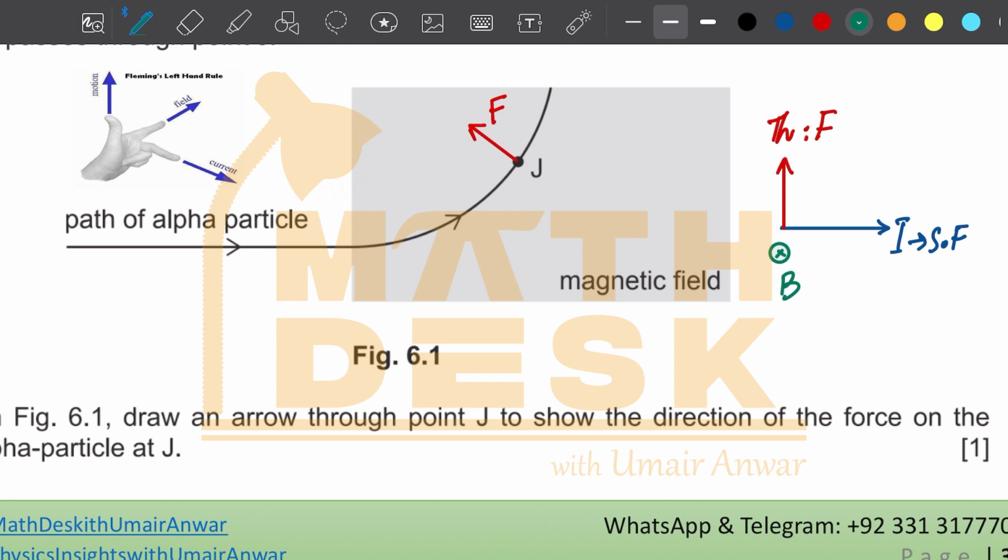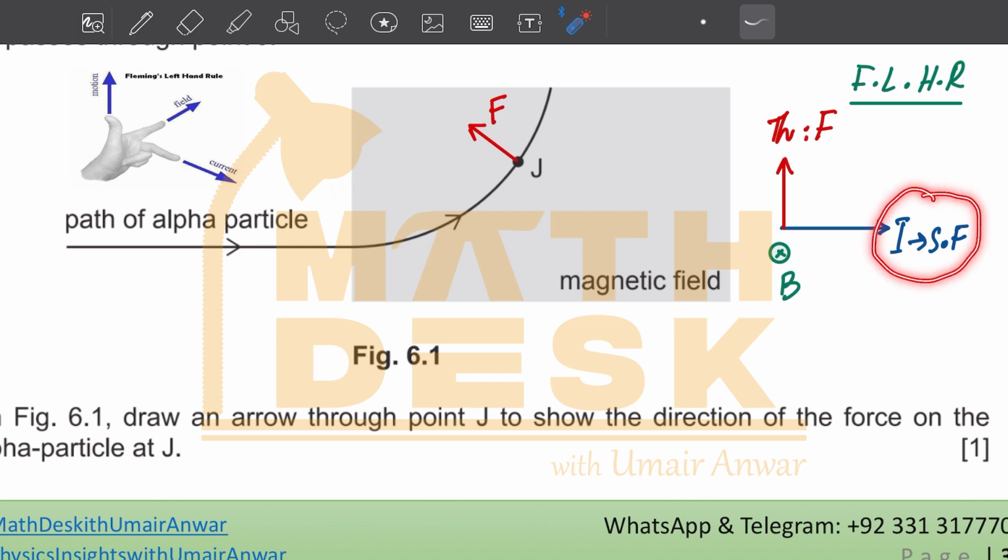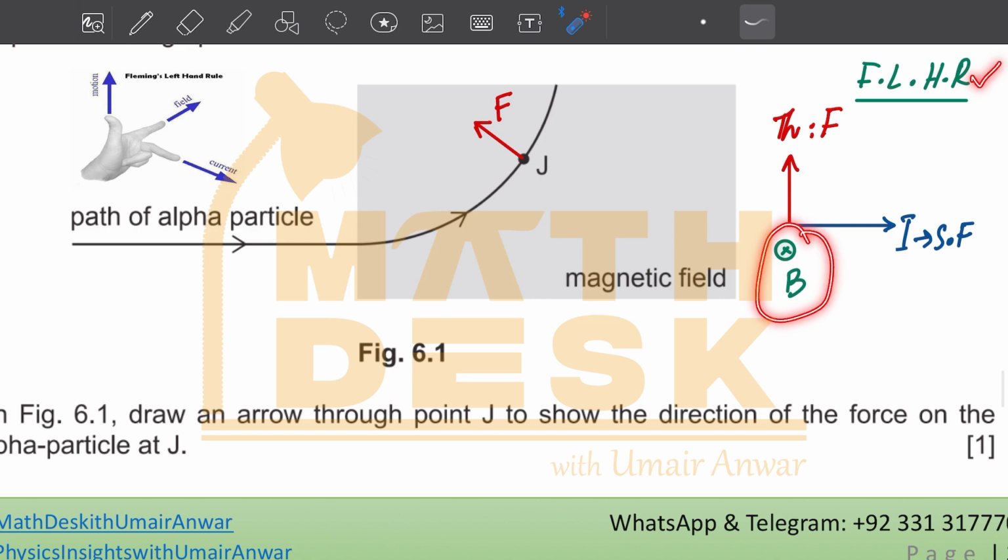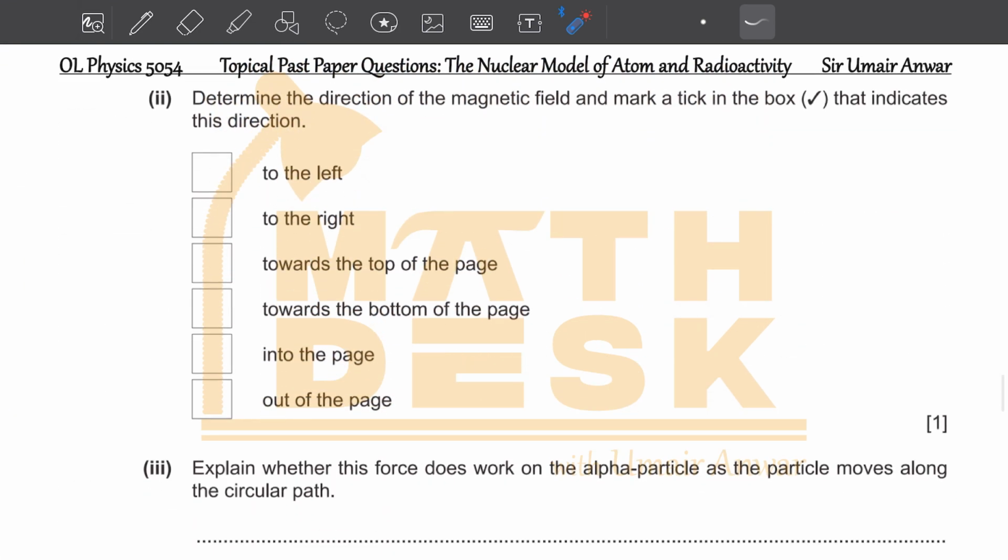So this is how the Fleming left-hand rule is used here to find the direction of the magnetic field, by taking into consideration the direction of the alpha particles traveling, which is the same as the direction of conventional current, and the force acting on the particle because they are experiencing a deflection because of an upward force. The direction of the magnetic field using the Fleming left-hand rule would come out to be into the page. So we are going to tick the box of into the page for this part.